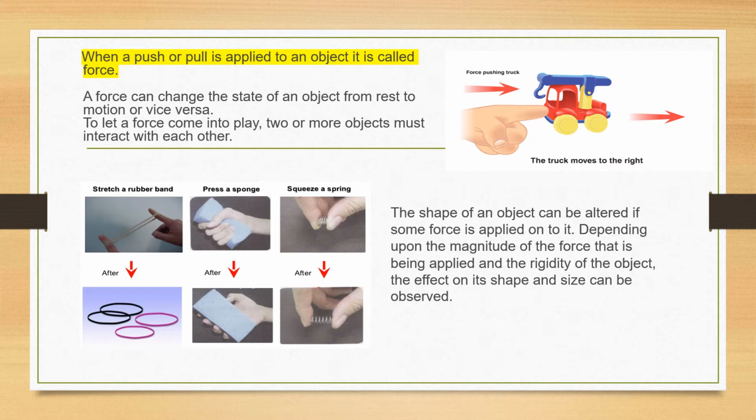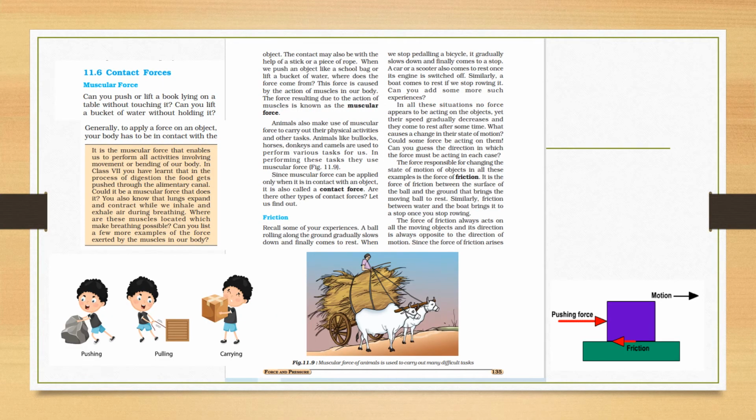We also discussed that force comes into play only when two or more objects interact with each other. And force can change the shape of an object. Whenever we apply force on any object, the shape can be altered, and it depends on the magnitude of the force we are applying and the rigidity of the object. So that is the effect of force on the shape or size of the object.